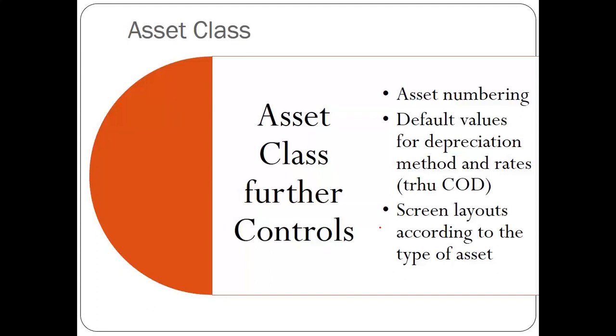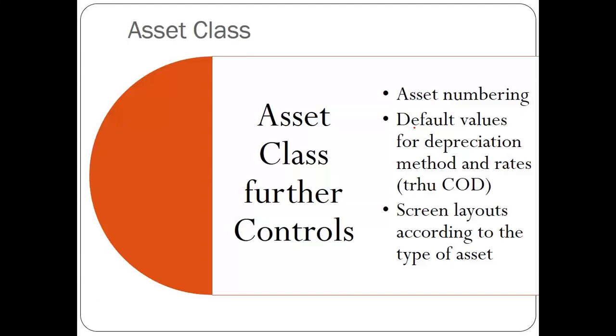Asset class has some more features and some more controls. For example, asset numbering is controlled with the asset class. For the asset class office equipment, whenever we buy equipment, it is automatically numbered within the equipment asset class. Similarly, vehicles are separately numbered within the vehicle asset class. Also, asset class has the default values for depreciation method and rates. We mention the depreciation methods and rates in the asset class rather than in individual assets, because if we mention them in individual assets, this will require too much time.